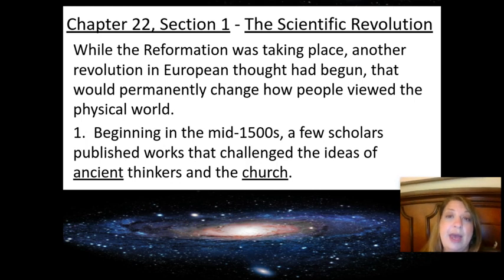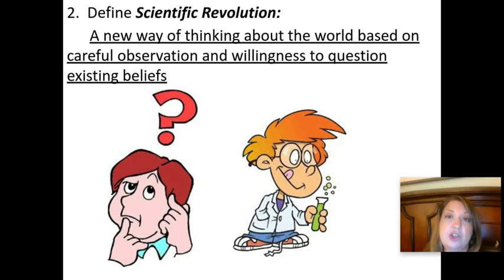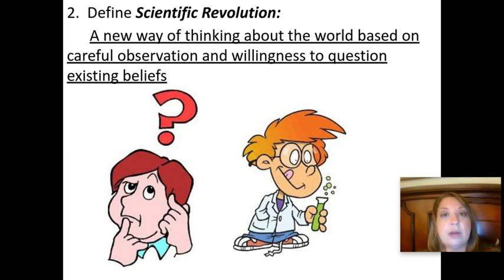be true? And so in the 1500s, the scientific revolution started, which is a change in thinking and a challenge to the ancient thinkers and the Catholic Church and what they had always told people. All right, so your definition of scientific revolution is a change. This is a change in the way people thought. And they began to question the world based on their careful observation and in challenge to existing beliefs.